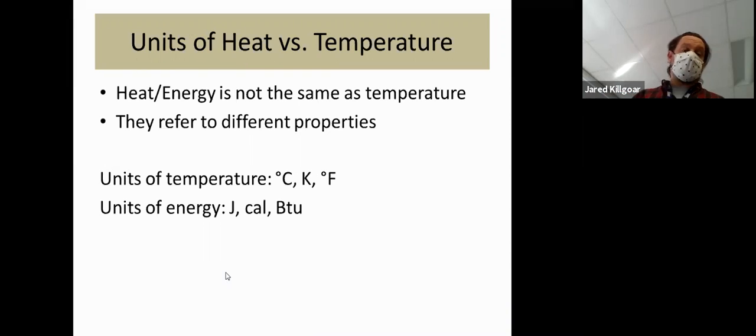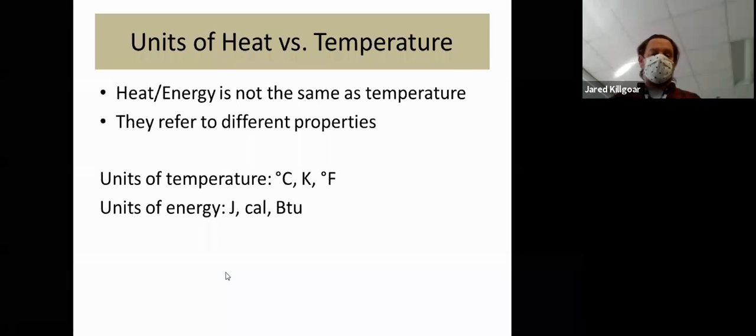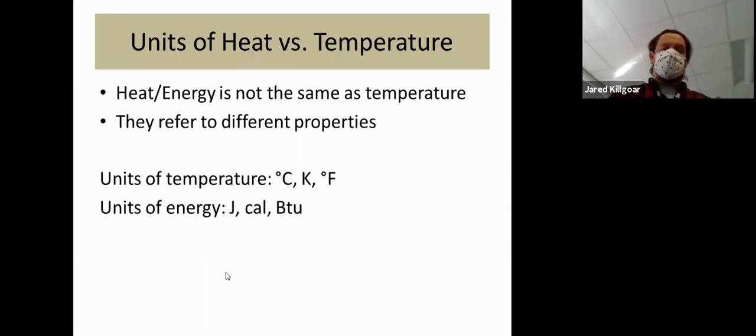The units of temperature, we talked about: Celsius, Kelvin, Fahrenheit. The units of energy are joules, calories, BTU, which is a British thermal unit, which is a unit so antiquated the British got rid of it. Sorry, we don't like that. We use SI units, but they still use that in the United States because for some reason we like to keep our imperial units, even though the British have gotten rid of them a long time ago.